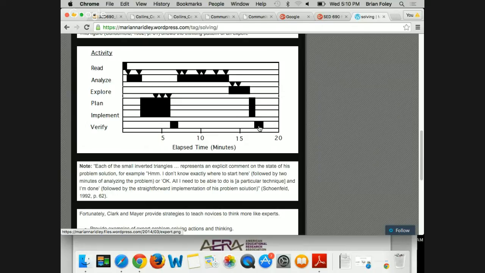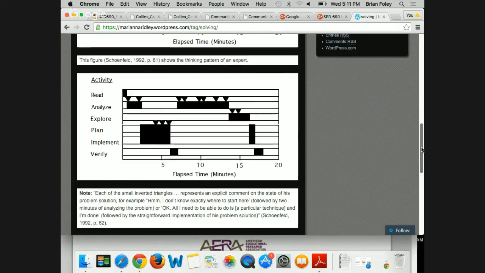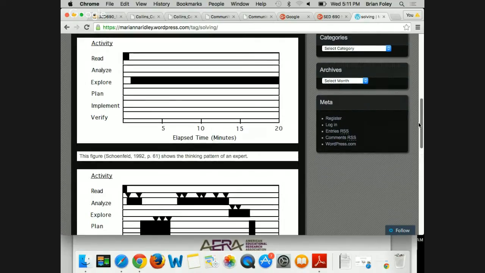Right. So with an expert, this is that idea of being in control and knowing why you're doing what you're doing and how you make decisions on what the next step is going to be. Because the experts know what it's going to take for good problem solving, whereas the novices have really no idea. They're just kind of grasping at straws, right?